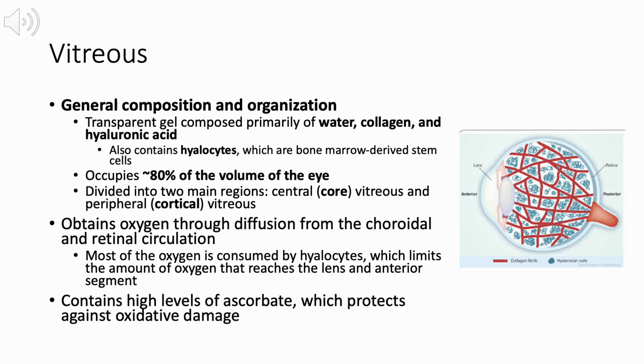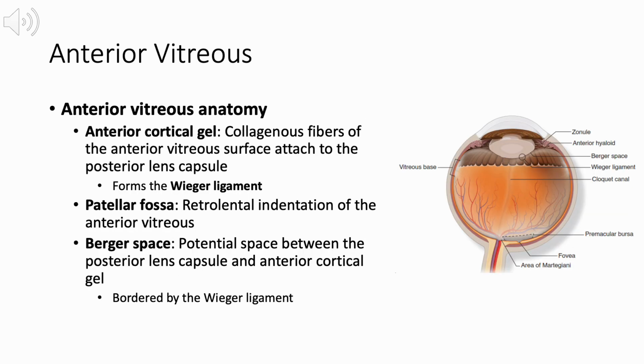Moving on to its metabolic environment, the vitreous obtains oxygen through diffusion from both the choroidal and retinal circulation. However, most of this oxygen is consumed by hyalocytes. Therefore, the amount of oxygen that ultimately reaches the lens and the anterior segment is limited. The vitreous contains high levels of ascorbate. This high ascorbate concentration plays a protective role by guarding against oxidative damage.